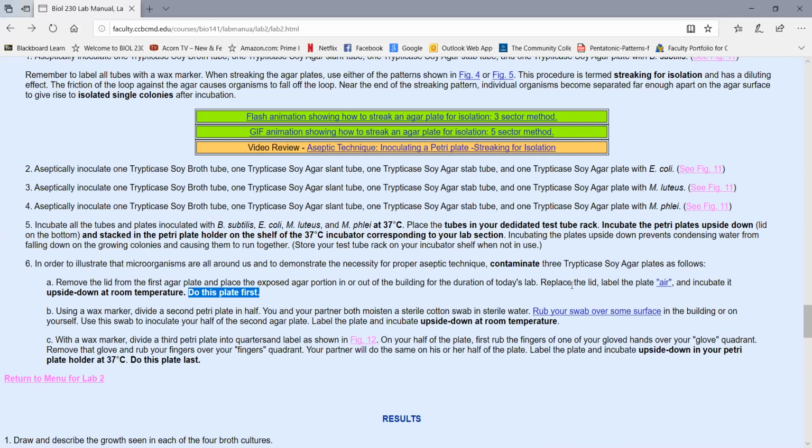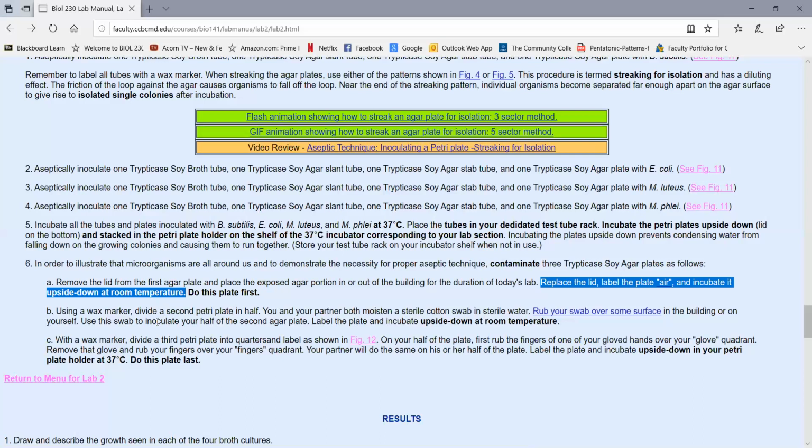Now at the end of the lab, put the lid back on your air contamination plate, label that plate air so you know that's when you exposed it to the air. Incubate that upside down, but notice this is going to go in the room temperature incubator, or 25 degrees Celsius incubator, rather than at the 37 degrees Celsius incubator. So 2 plates only today are going to go at room temperature, the air plate, and then the next plate in step B, the swab plate. Everything else today will go at 37 degrees Celsius. So make sure you double check your incubation temperatures so you get the air plate and the swab plate in the room temperature incubator.